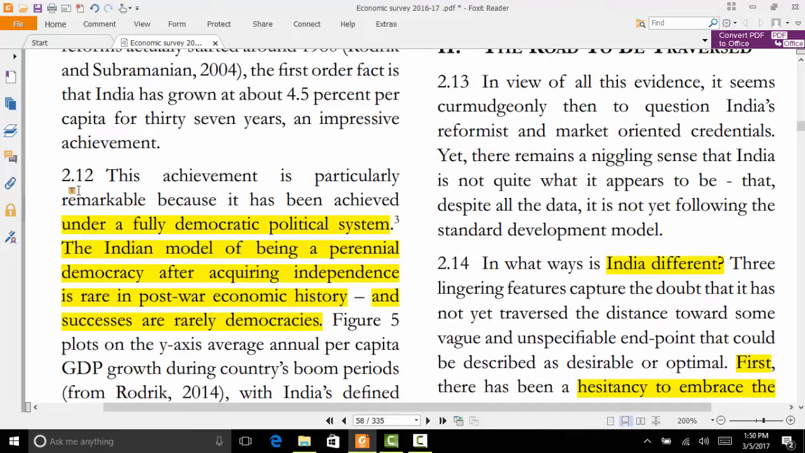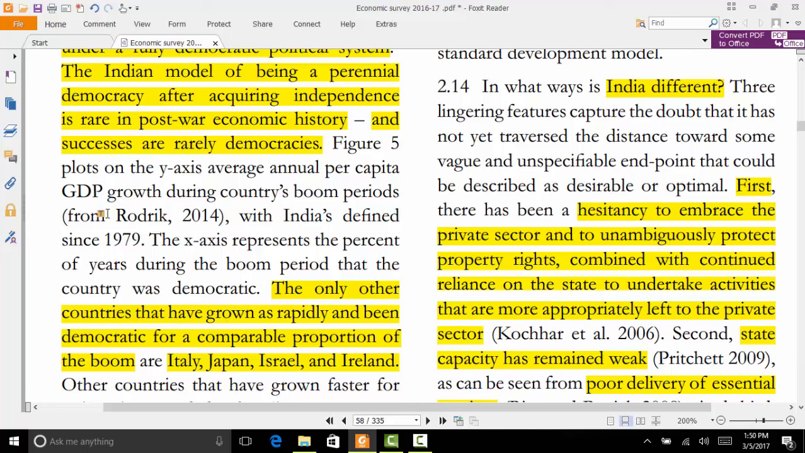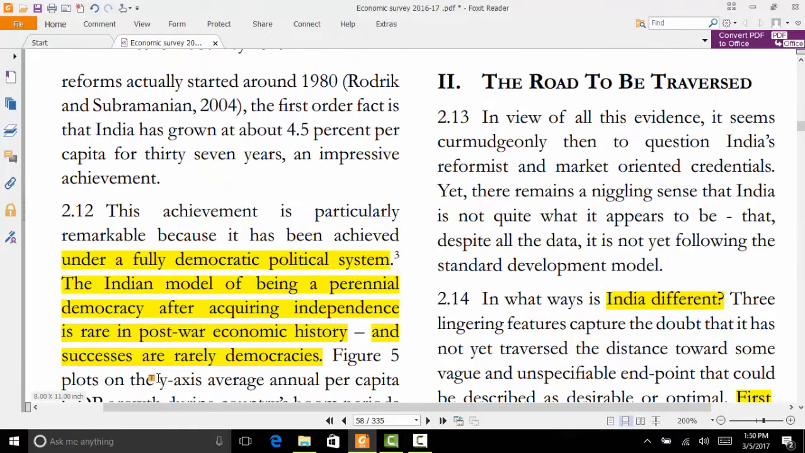Now come to page number 42, 2.12. Then it gives certain positive points: India on one side is shown, our growth is as per normal in terms of other emerging economies according to our level of development. So all this has been achieved under a fully democratic political system. And the Indian model of being a perennial democracy after acquiring independence is rare in post-war economic history, and successes are rarely democracies. It says the only other countries that have grown as rapidly and been democratic for a comparable proportion of boom are Italy, Japan, Israel, and Ireland. So it just tells us that we have achieved this growth despite remaining a perennial democracy.